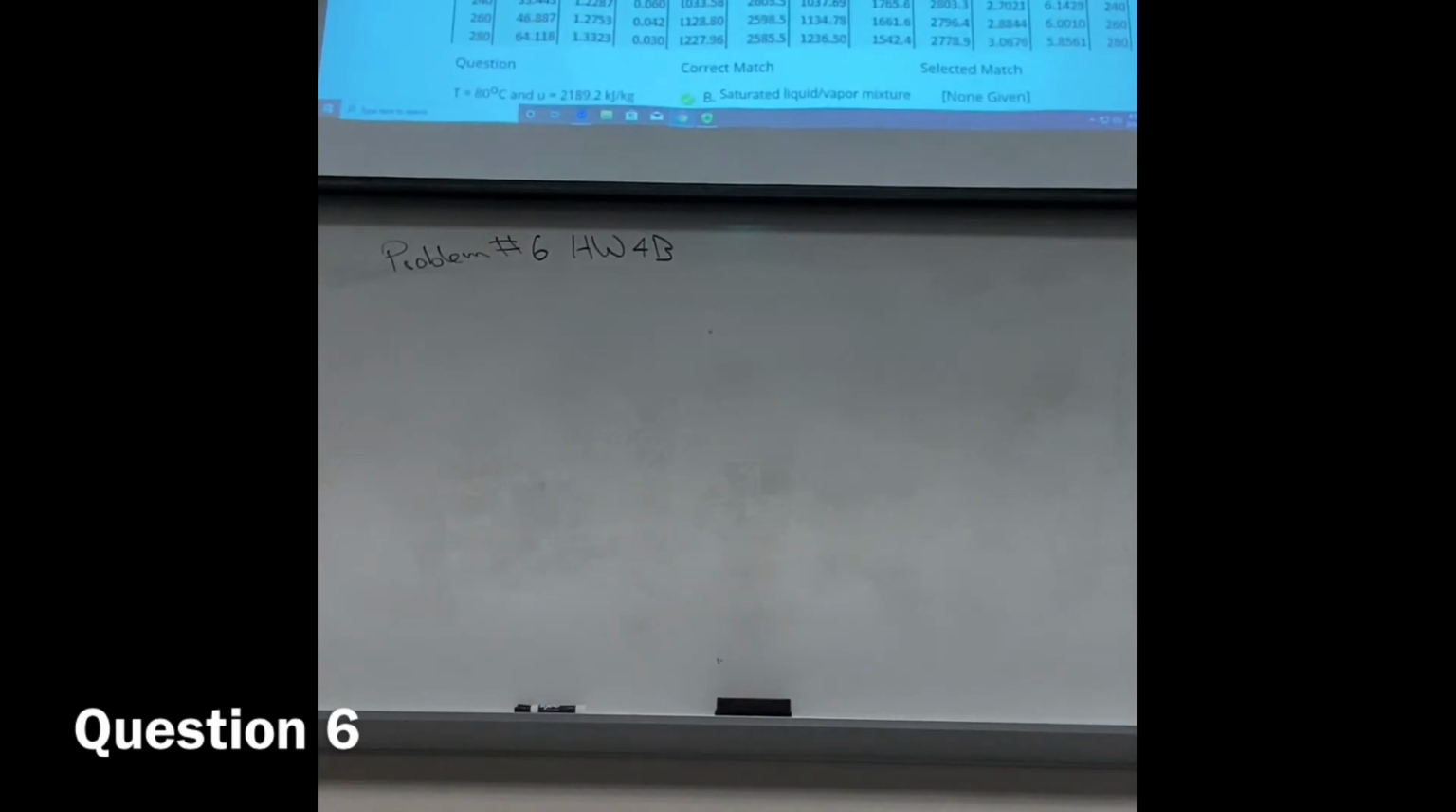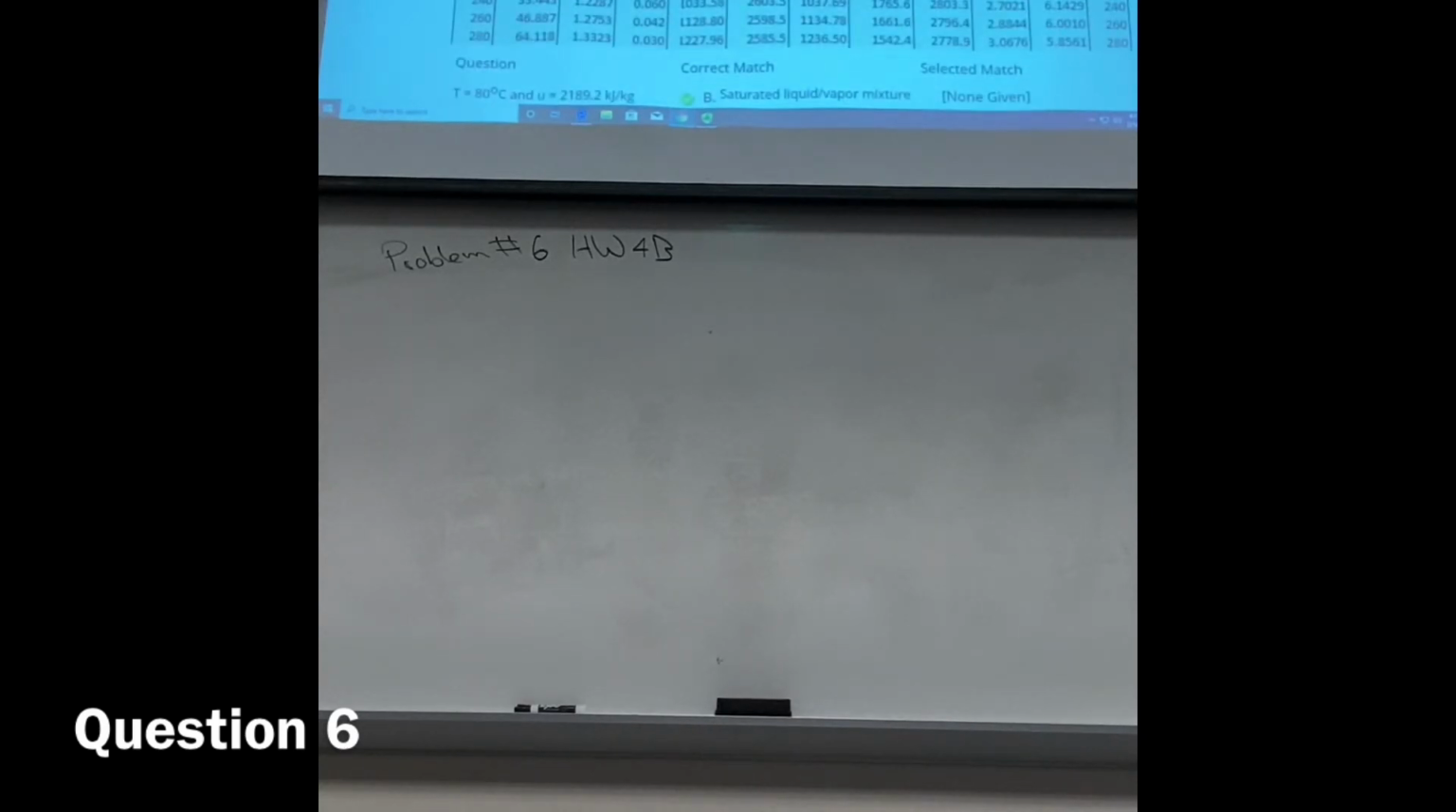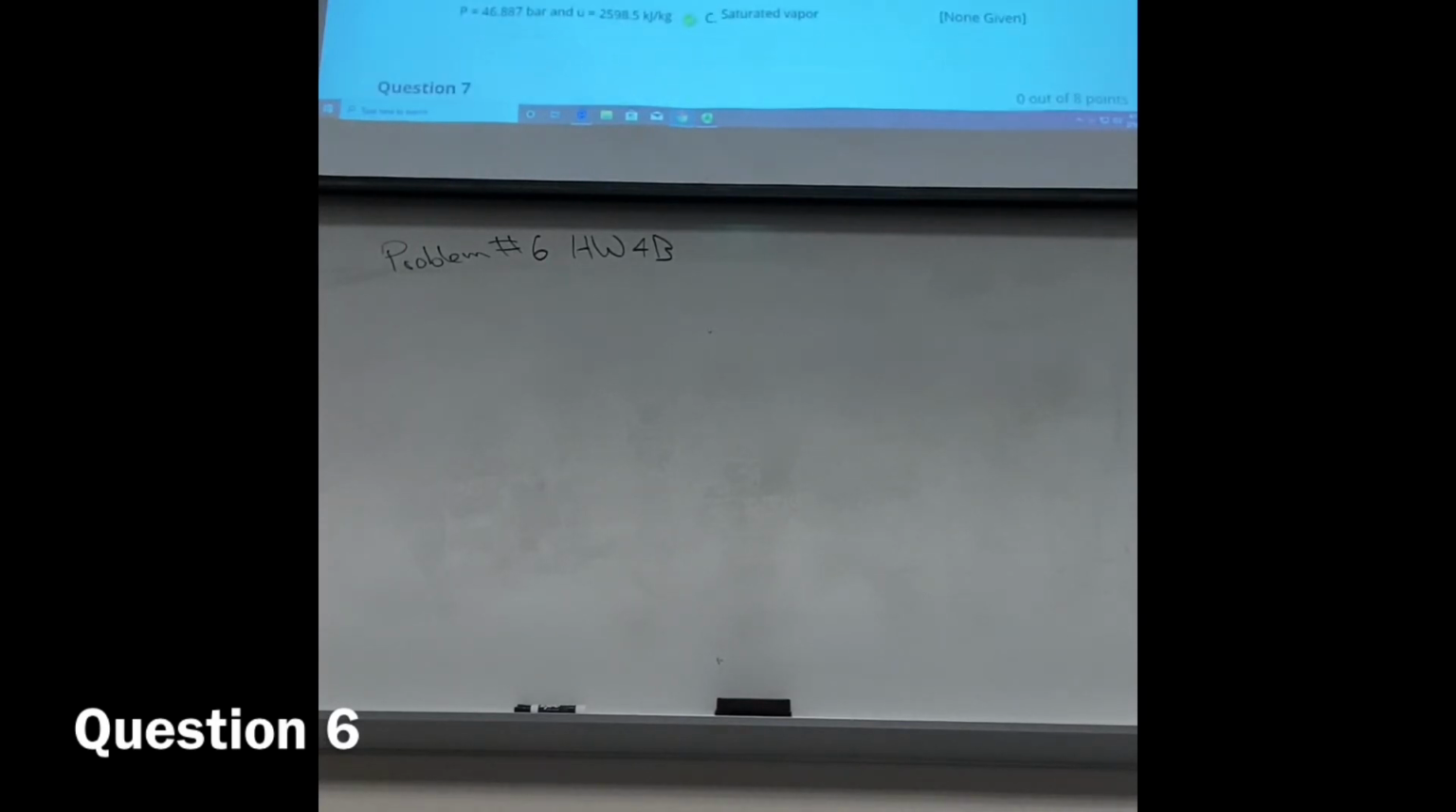If we go up here, so here's UF and UG at this pressure, 23.17. So again, saturated liquid vapor mixture. I think they start getting a little more interesting, either this problem or the next. So 15.539 bar, we have that one here, and an enthalpy of 852.46. So we go up here, 852.46, we're at the saturated liquid value, so it's a saturated liquid. I guess these weren't that interesting.